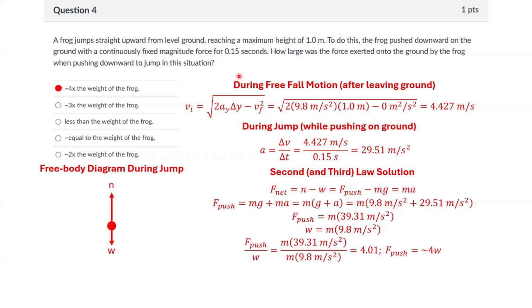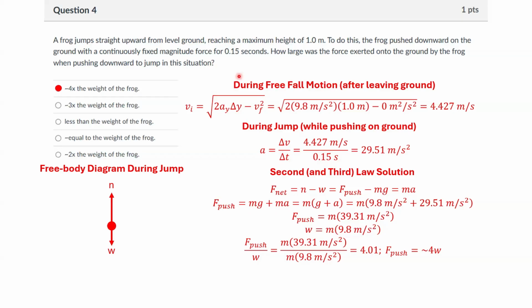So let's go through this. Step one, I need to figure out the acceleration of the frog. I don't have it directly, but I have enough information about the resulting motion of the frog after it leaves the ground to determine what its initial velocity must have been when it left the ground. And how would I do that?